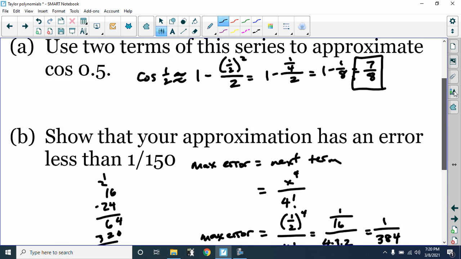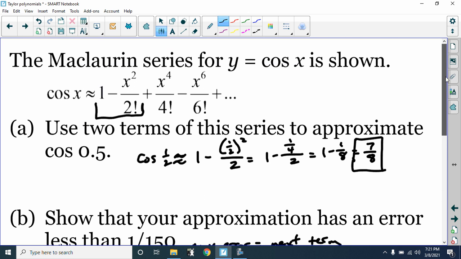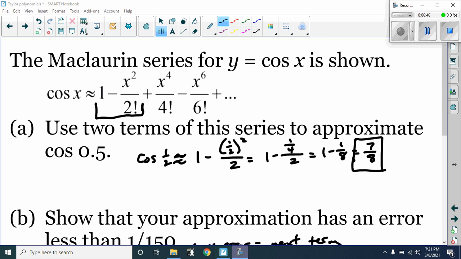Like I said, these problems are almost always no calculator, so you wouldn't necessarily be able to check it on the calculator. But notice if you do type in cosine 0.5, make sure you're in radians mode, it gives us 0.87758. So cosine of 1/2 is 0.87758, which is awful close to 7/8. So this is the proper number.